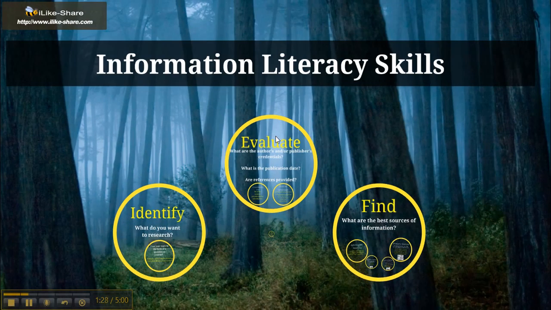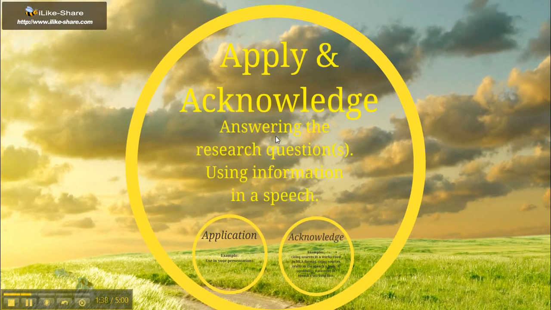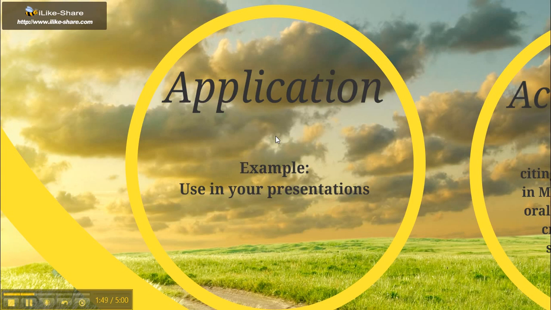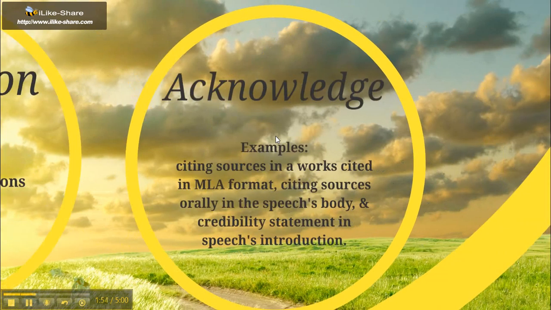So once we've done all that, once we identified what we want to do, once we've found information, and once we evaluate it, we need to apply and acknowledge the information that we found. So we answer the research question by using that information in a speech. So we apply it by using it in our presentations, and we acknowledge where we got that information. So we do that in a works cited page, which I will walk you through, and I will send you links to in the future.